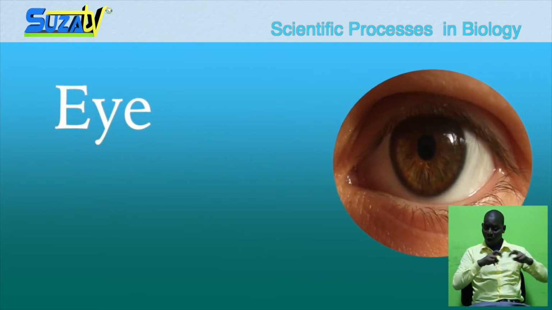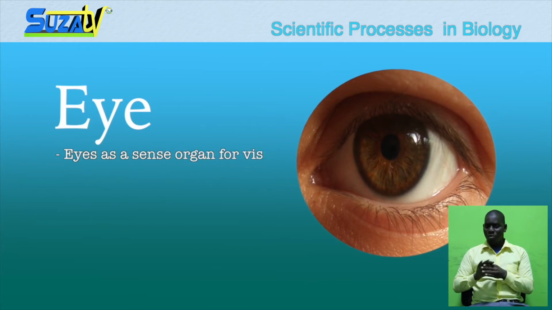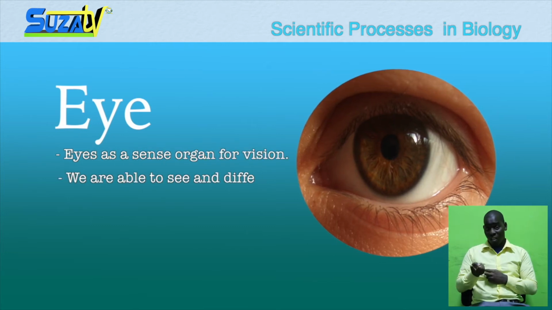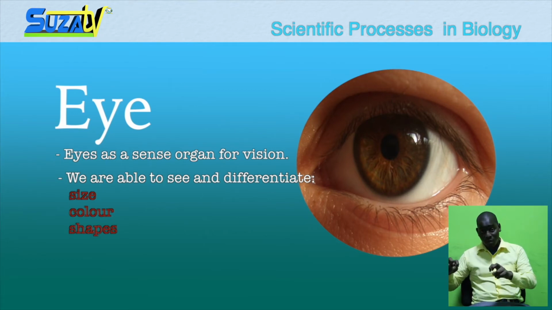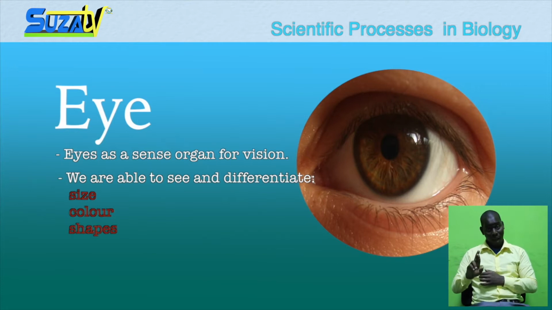Eye. We use our eyes as a sense organ for vision. By using our eyes, we are able to see and differentiate size, colors, and shape of various organisms, and hence we can learn about them. Example, we can identify various biological reagents by observing their color. Example, copper sulfate solution is blue. The Benedict solution is blue, and Sudan III is brown. In various experiments, color change is used as a criterion to suggest the presence or absence of something. Example, changing of color is used to confirm the presence of different food types in a given food sample.